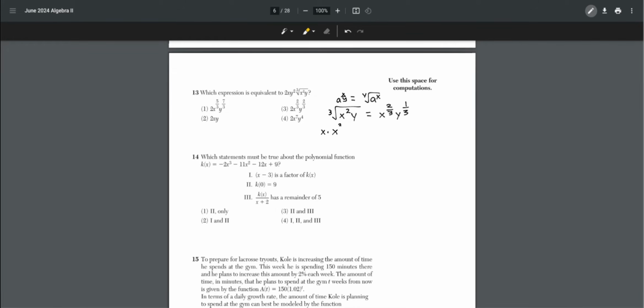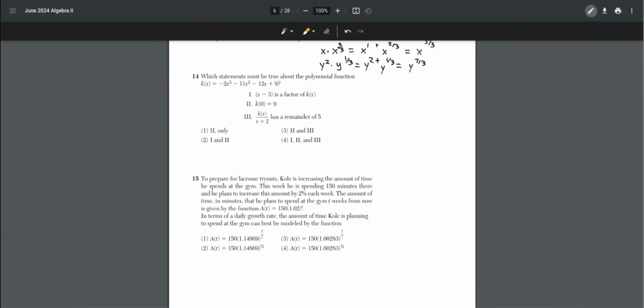X times x to the 2/3 is equal to x to the 1 plus 2/3, which is equal to x to the 5/3. Y squared times y to the 1/3 is equal to y to the 2 plus 1/3, which is equal to y to the 7/3.